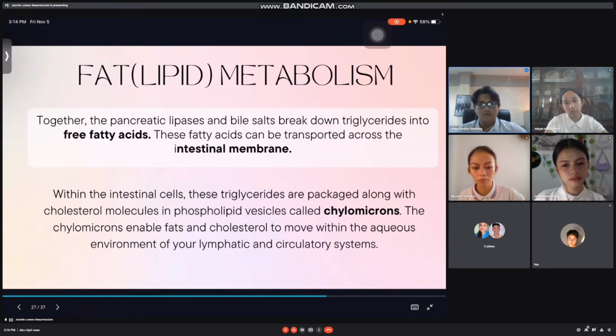Okay, thank you. So once the triglycerides are in the intestinal tract, they're broken into free fatty acids. These fatty acids are transported across our intestinal membrane, where they will be packaged along with a phospholipid into chylomicrons. These chylomicrons enable the fat and cholesterol to move to our lymphatic and circulatory systems. Next slide.